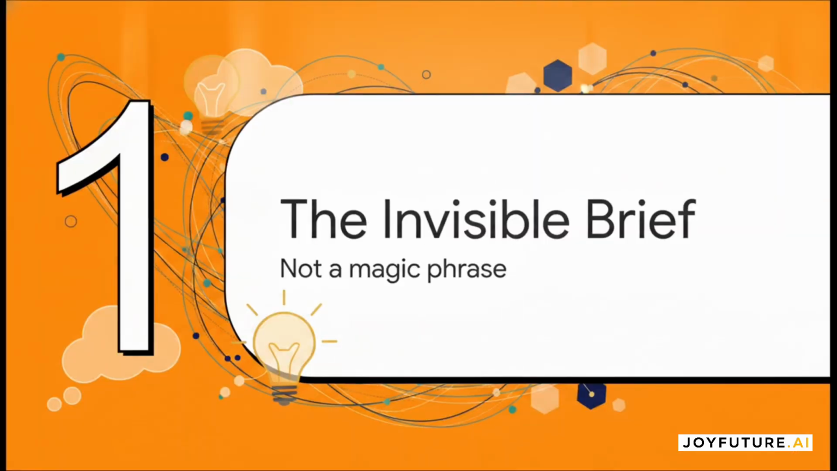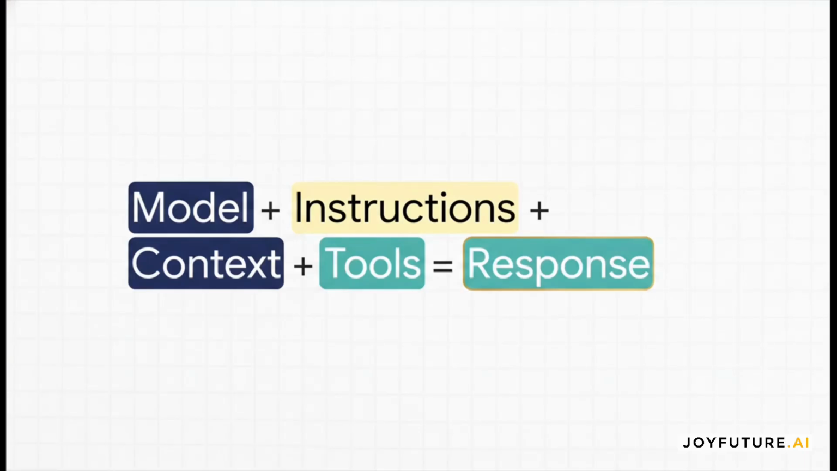Section 1. The invisible brief. Let's talk about why a prompt is definitely not a magic phrase. Okay, so people very often treat AI like a magic 8-ball. You know the drill. You shake it, ask a quick question, and just cross your fingers hoping the perfect answer magically floats up. But a prompt isn't an incantation.